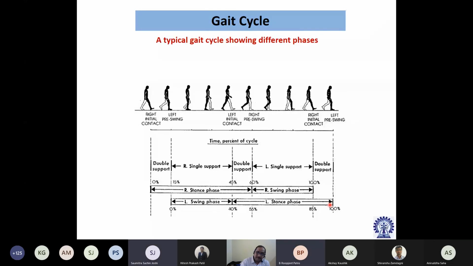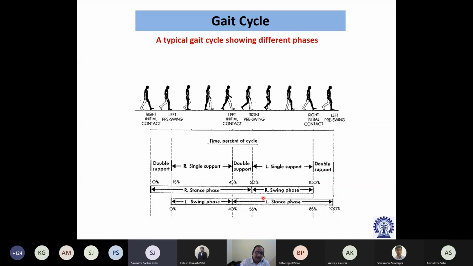Yes, sir. The double support region is not the issue. It's only the right single support and the left single support, which constitute varying percentages of the left cycle and the right cycle. That's actually causing the confusion. But the right swing phase is definitely the 40%.